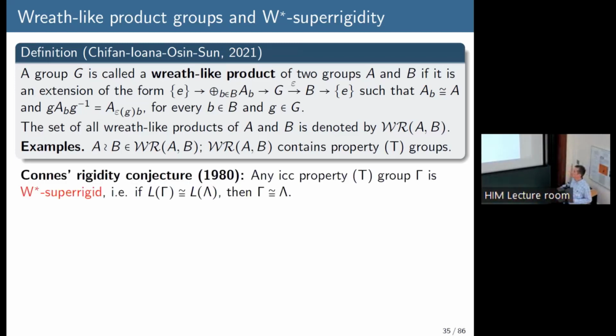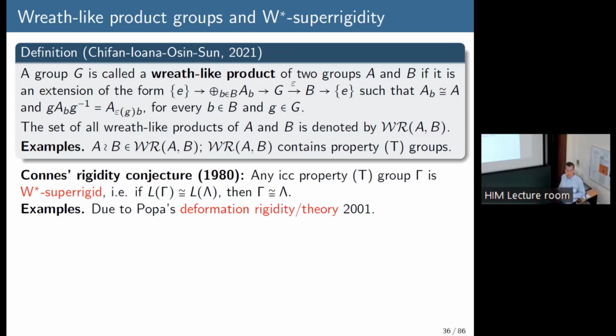Now, why did they introduce these groups? It is because of this old conjecture, Connes' rigidity conjecture, which says that any property (T) ICC group is W*-superrigid, so its von Neumann algebra recovers the group itself. Meaning, if L(Γ) is isomorphic to L(Λ) for arbitrary Λ, the two groups have to be the same.